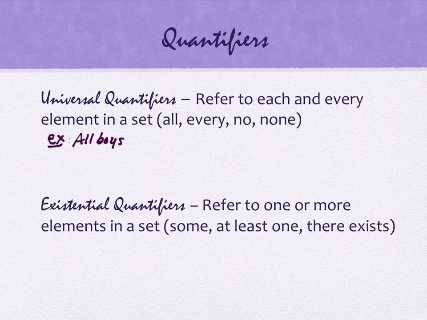Let me do an example for a universal quantifier: all boys love their mama. That's a nice one, right? Nobody's going to get in trouble for saying that, so we'll go with that one. An example with an existential quantifier would be something like this: some people like swimming.